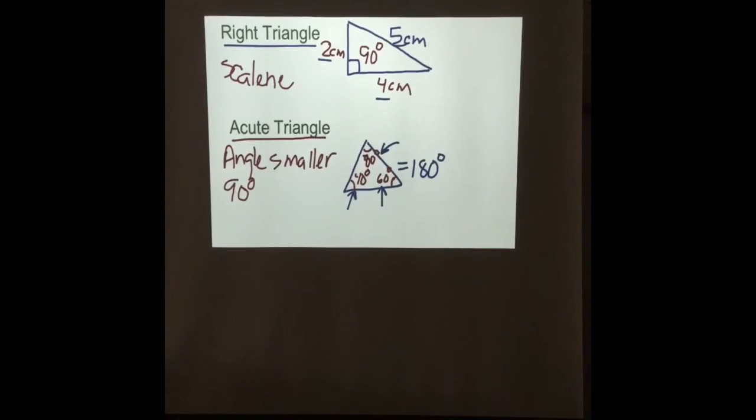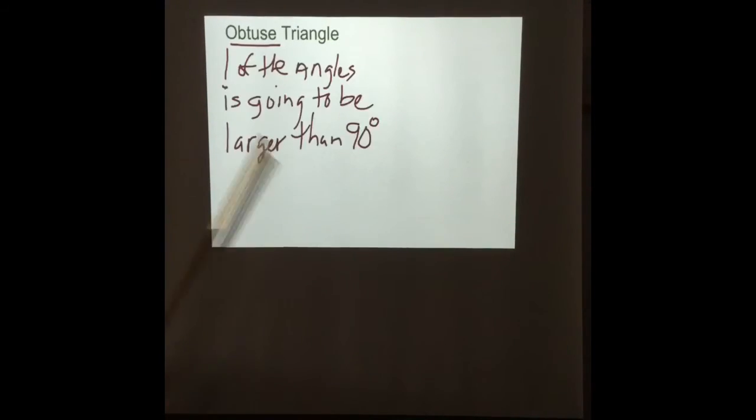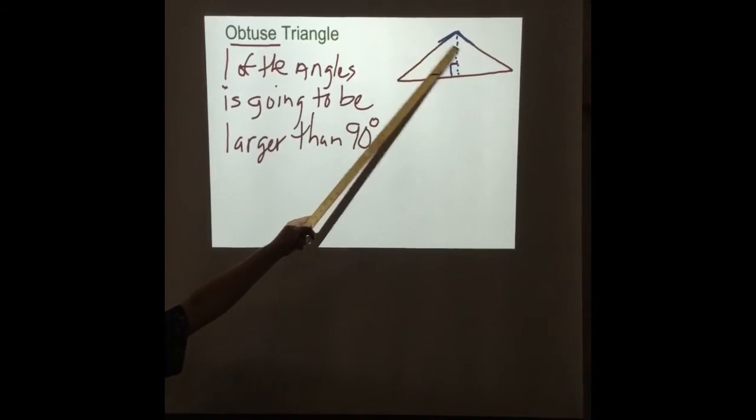Let's talk about the last one. I'll bet you could guess what it is. I'll bet some of you guessed it's the obtuse triangle. What does obtuse mean? Well, obtuse means that one of the angles is going to be larger than the 90 degree. This part of it is definitely bigger than 90, isn't it?